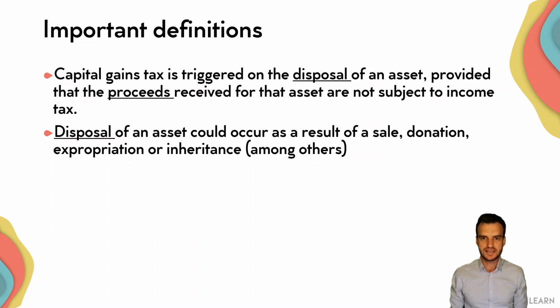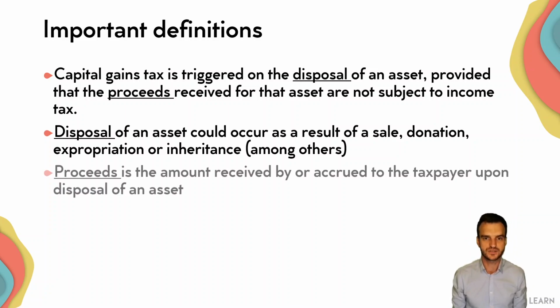The disposal of an asset means that you give up ownership of an asset, most commonly through a sale, but it could also happen through various other ways like a donation or inheritance or a few other examples as well. The proceeds is the amount that is received by or accrues to the taxpayer upon the disposal of an asset, although in some cases there may be deemed proceeds, like in a donation, then one deems the proceeds to be the market value of an asset. But we won't look into that in this course.